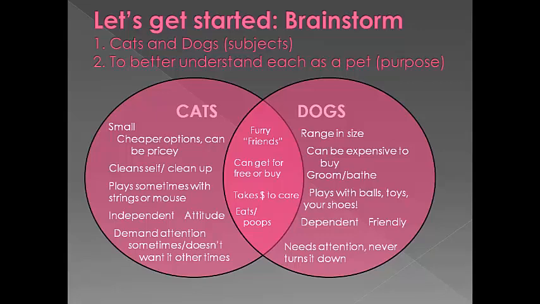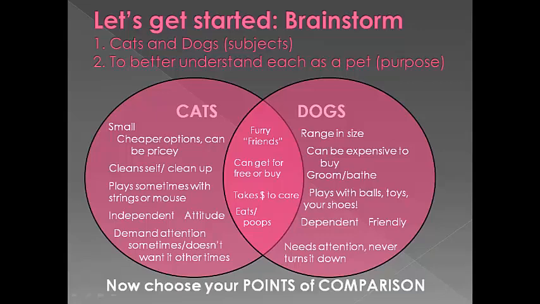Now, once we have our information up there, we need to think about our points of comparison. What we want to be careful of is just throwing out a ton of information about our two subjects without any way of organizing it or really having grounds for comparison. You don't want to say that a cat cleans up after itself, but a dog plays with a ball. Those are just two different facts. So our points of comparison are going to be the basis which we use to compare.